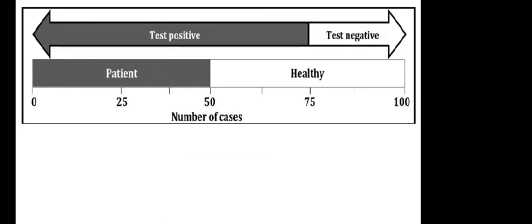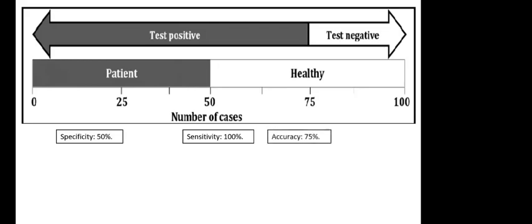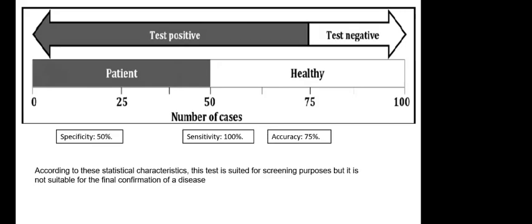In the same group of patients, if the test result was positive in 75%, so we have almost 25 cases who were false positive tests, and negative in 25%, so the sensitivity of the test is 100%, but its specificity is 50%. The accuracy of the test is 75%. This test is good for screening purposes, but it's not suitable for the final confirmation of the disease.